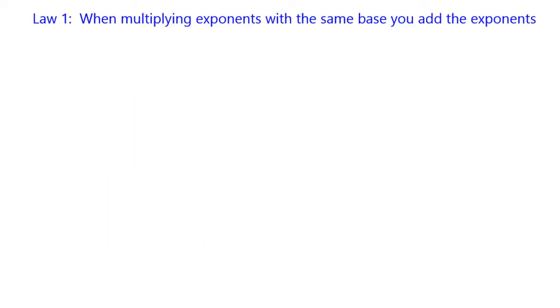That brings us to law number 1. When multiplying exponents with the same base, you add the exponents. So for the example we just had, we had x cubed times x squared. If I add the exponent 3 and the exponent 2, I get x to the 5th power.